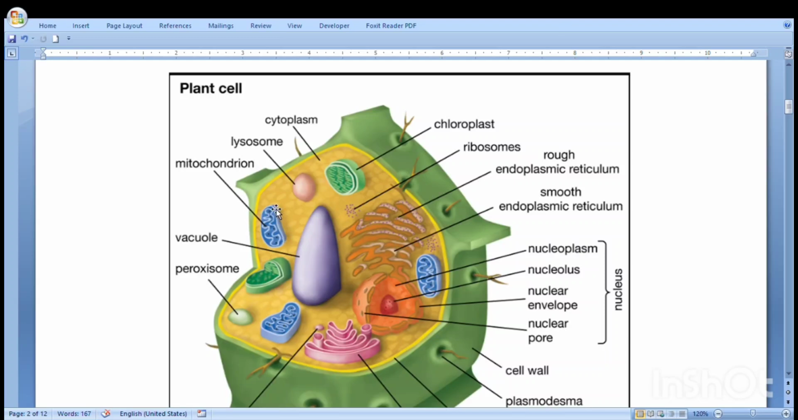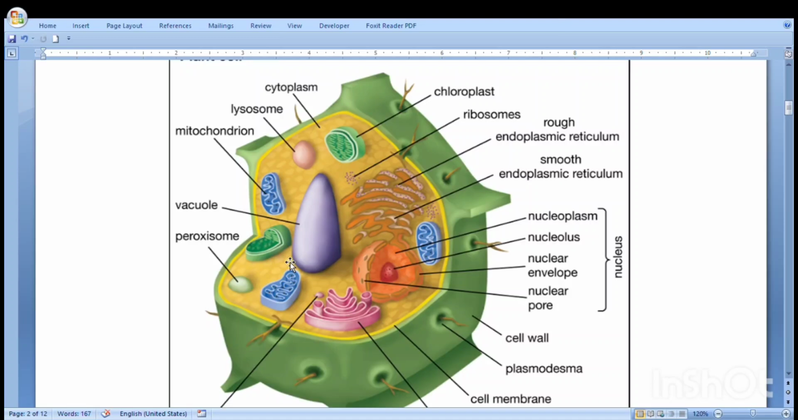This has a double membrane structure: an outer membrane and a folded inner membrane called cristae. This folding-like structure you are observing here is known as cristae, the double-layered membrane.